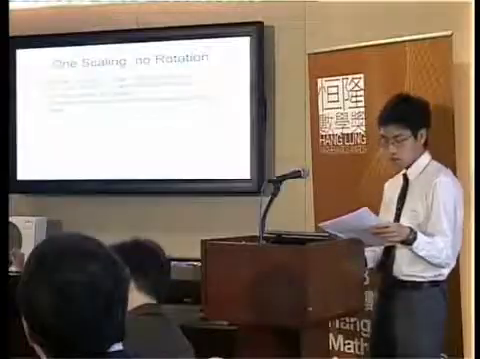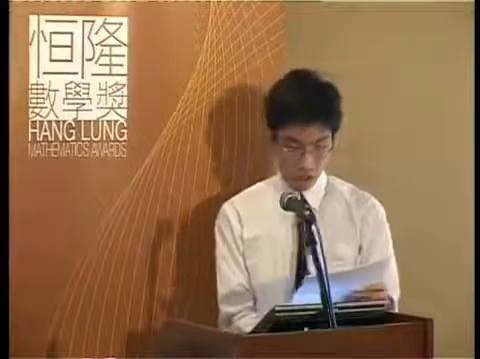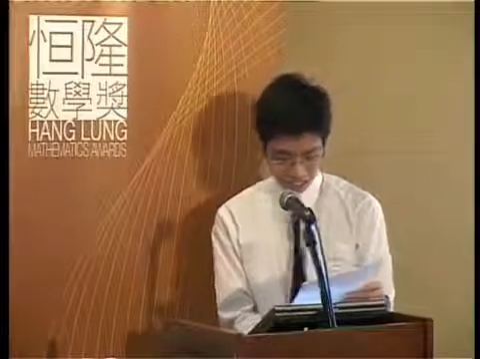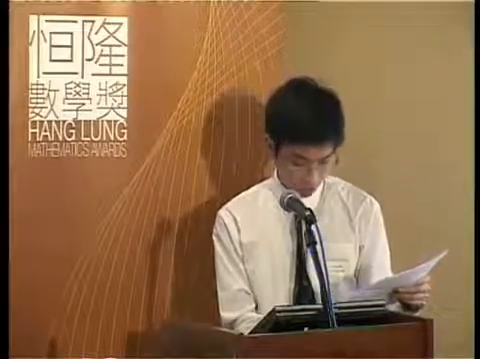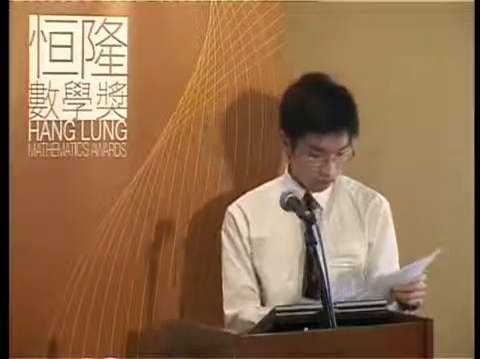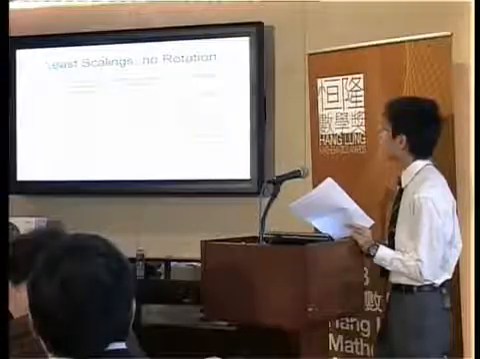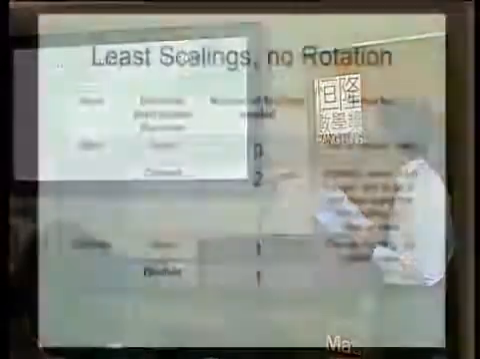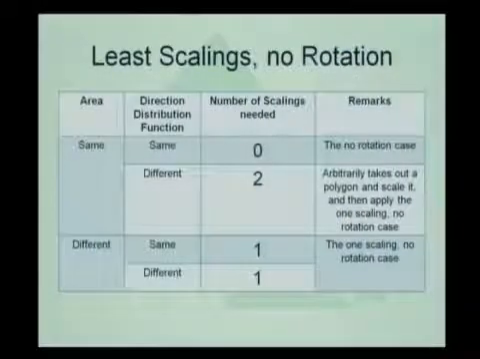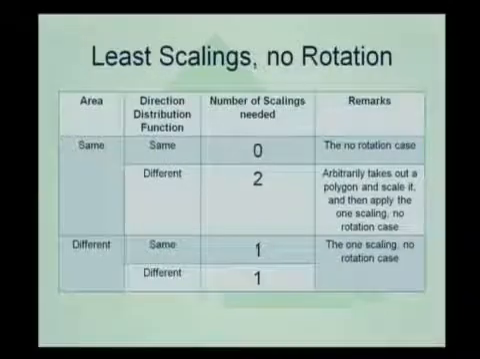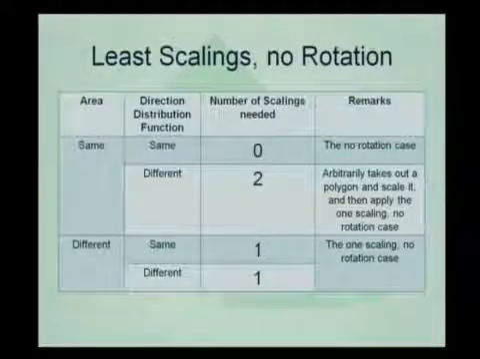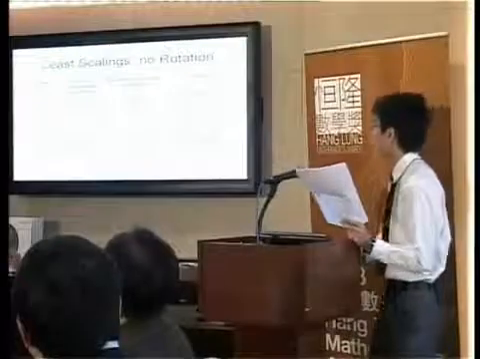If the two polygons have different areas, then we can take out the polygon that is scaled, then apply the no rotation case. The rest is similar to the one rotation case. The table shows the number of scalings needed in different cases. Note that if two shapes have the same area but a different direction distribution function, then the number of scalings needed is 2. Because we can arbitrarily take out a polygon and then scale it to make the area different, then we can apply the one scaling no rotation case.